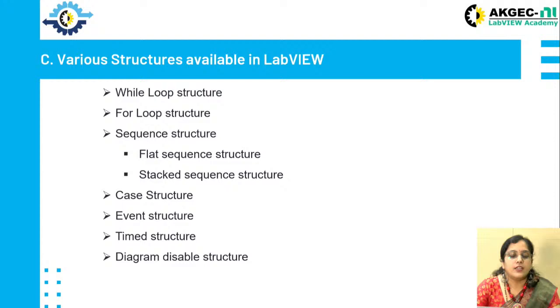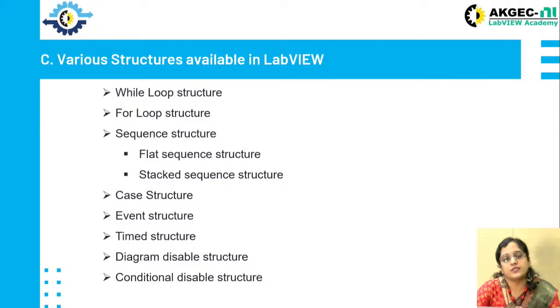In case we have to disable some structure, that is, a particular set of operations we want to perform and we don't want to perform another set of operations, then we will use the diagram disable structure. We will select that particular set of operations and disable that structure. Whenever we run our VI, that particular disable structure will not execute. The conditional disable structure is used when some condition is satisfied, then that particular structure is disabled.